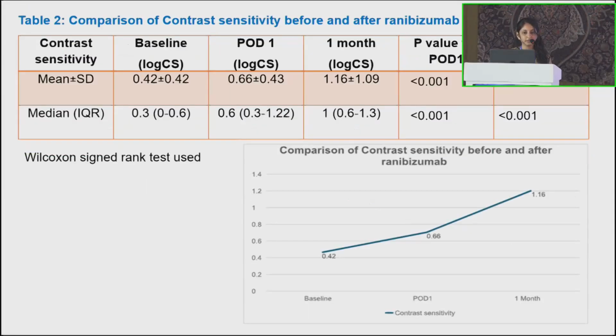The contrast sensitivity was also measured. At baseline it was 0.42, on post-op day 1 it was 0.66, and at 1 month it was 1.16, which showed a gradual improvement over 1 month. The improvements at both POD1 and 1 month were also statistically significant.